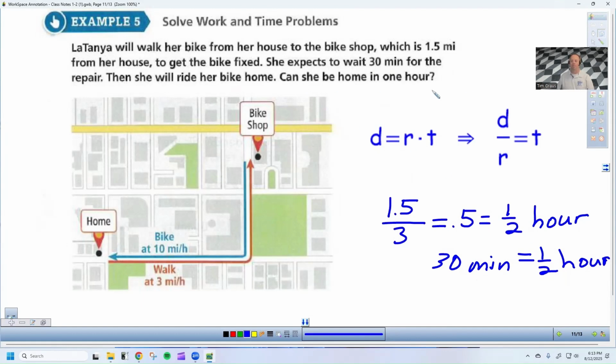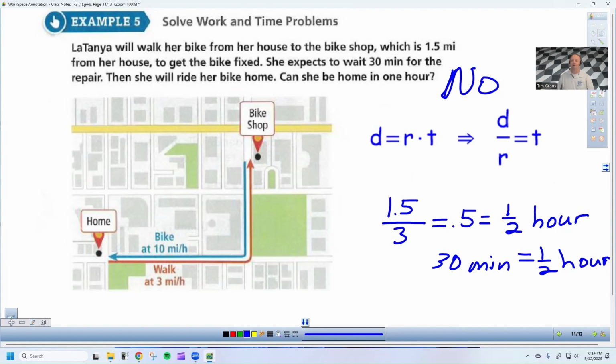So can she be home in 1 hour? No, she's going to be at the bike shop at the end of 1 hour. Even if she can ride her bike at 10 miles per hour, there's no way she can get to her home in 0 time. So our answer to this question is no. She cannot be home in 1 hour.